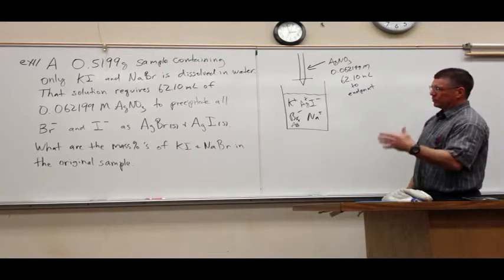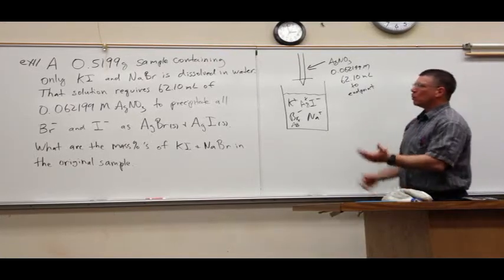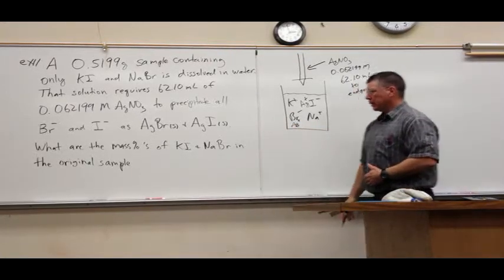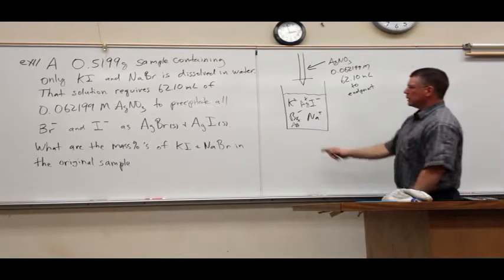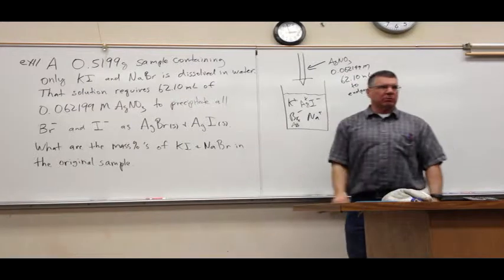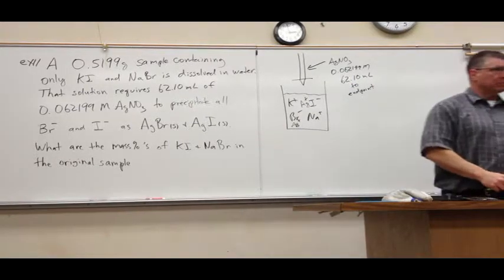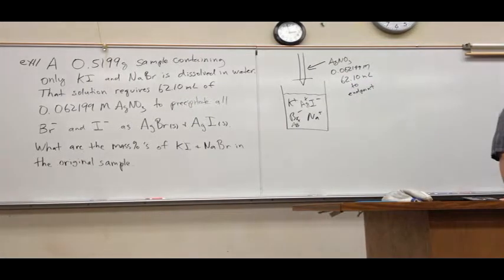Now, this sounds like it's jumping, but what we ultimately want to find is what the mass percent of potassium iodide and sodium bromide was in the original sample, that 0.5199 grams, right? So, how would you start thinking about this? What's the first thing you'd want to think about to try to find a way to solve this?